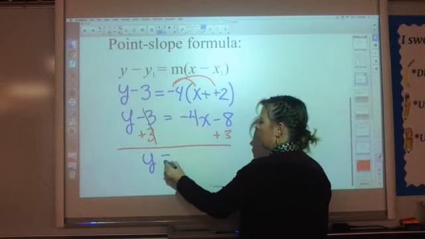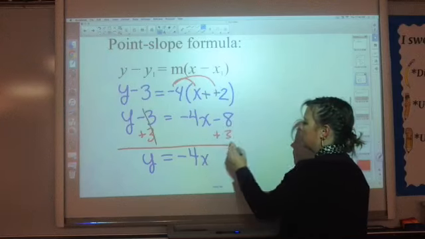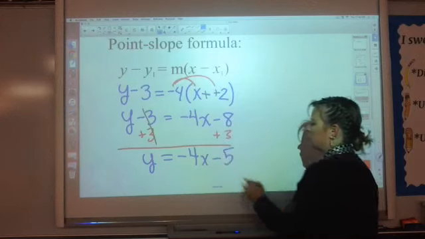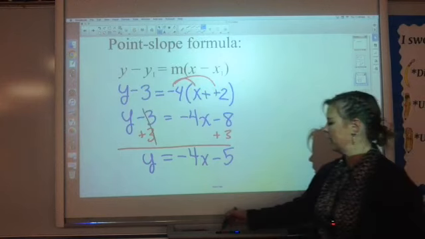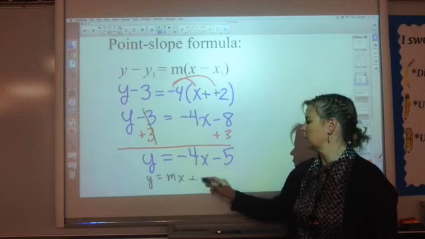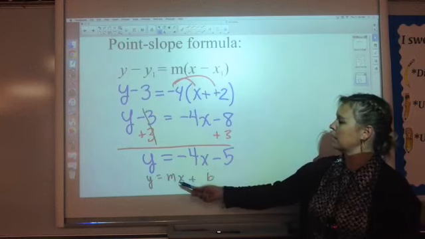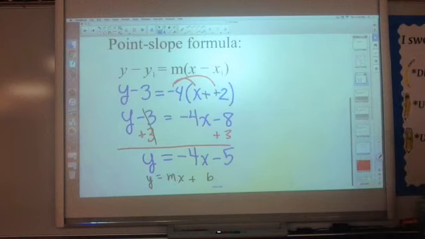Cancel those out. Y equals negative 4x. Negative 8 plus 3 is negative 5. And there you have your y equals mx plus b. M is negative 4. We already knew that. And now we found b. B is negative 5.